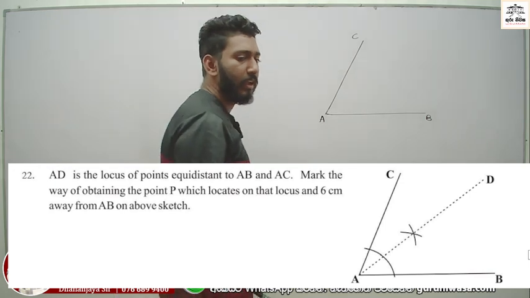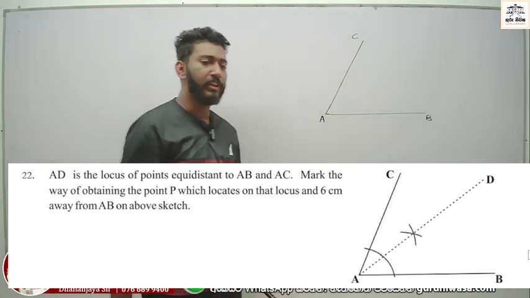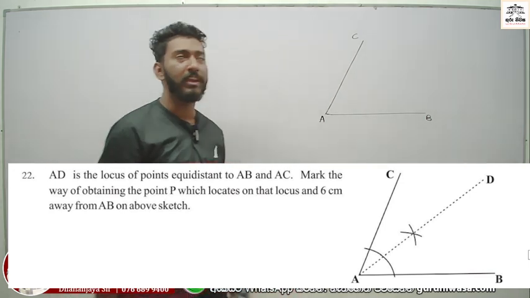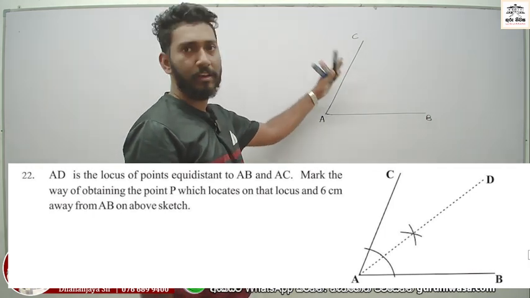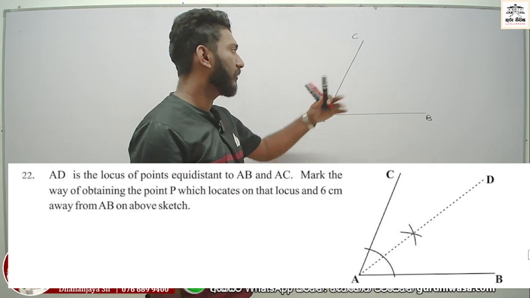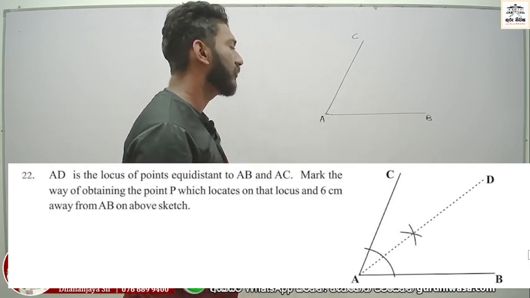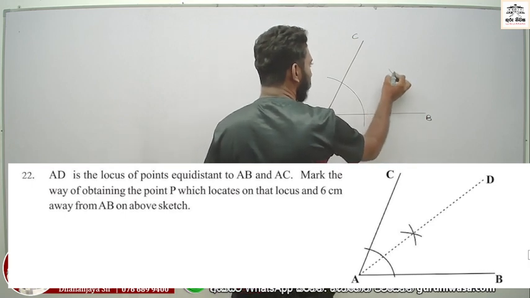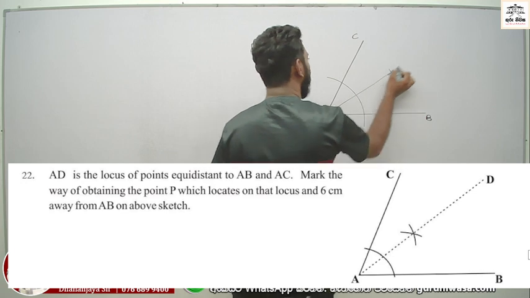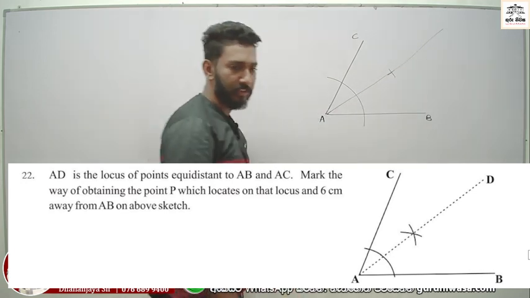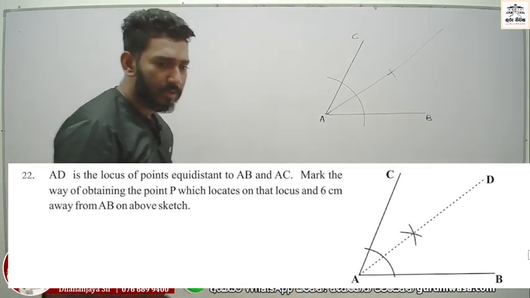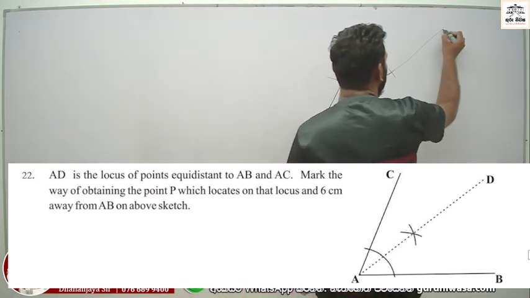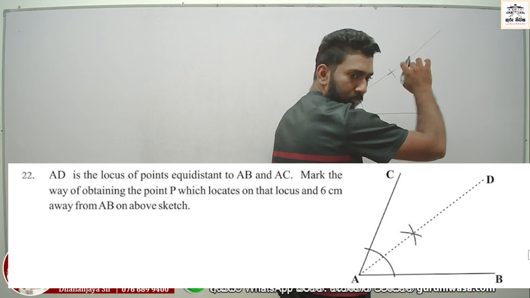Right. Now AD is the locus of points equidistant to AB and AC. AB and AC are two straight lines. Therefore, what is the locus of points equidistant to two straight lines? It should be an angle bisector. This is the angle bisector. And this is point D.